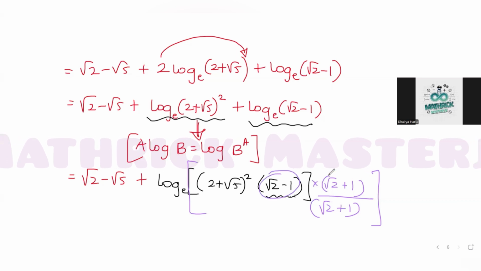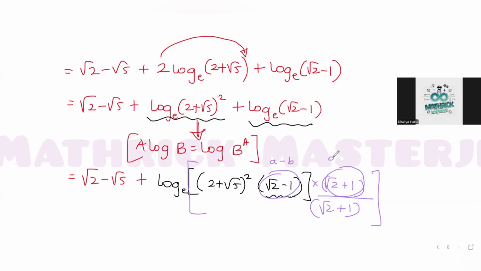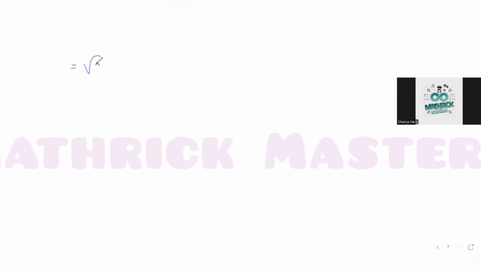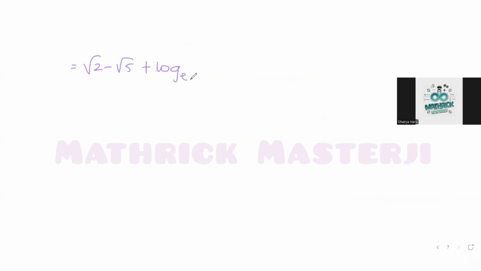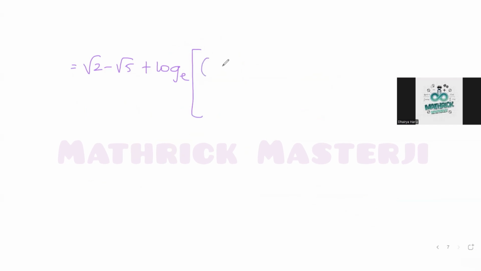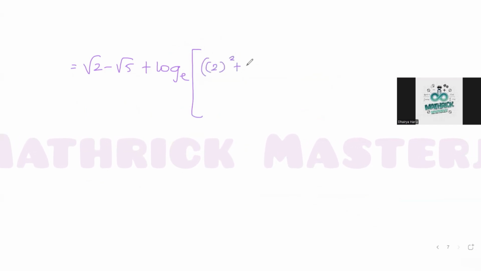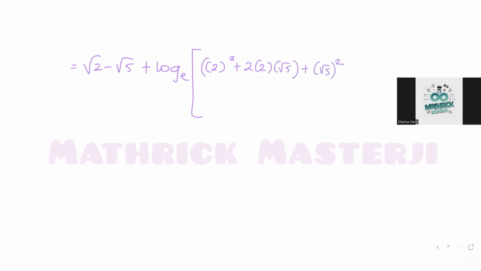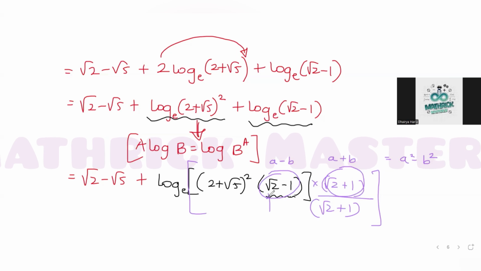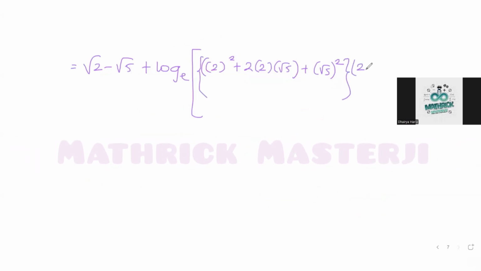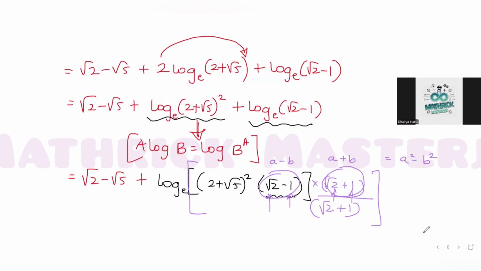So this would make it a minus b times a plus b, which is a squared minus b squared. So this becomes root 2 minus root 5 plus log base e, 2 plus root 5 the whole square. So 2 plus root 5 the whole square means a plus b the whole square. So a square plus 2ab plus b square. And this becomes a square, so root 2 square, which is 2, minus b square, which is 1 square, which is 1. So 2 minus 1 and divided by root 2 plus 1.